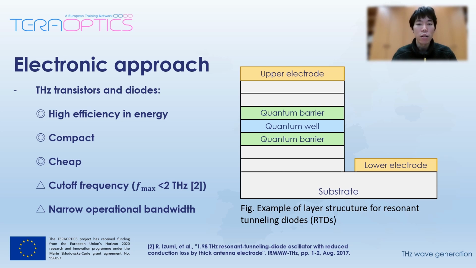To our best knowledge, resonant tunneling diodes, RTDs, utilizing the tunneling effect through very thin quantum well layers, have shown the highest fundamental oscillation frequency at 1.98 terahertz. Regardless, the electronic devices are limited in narrow operational bandwidths, which can be a disadvantage for realizing ultra-wideband terahertz applications.